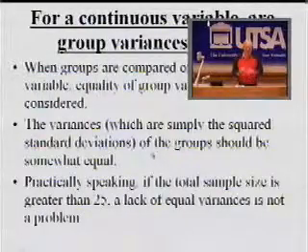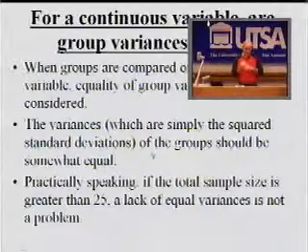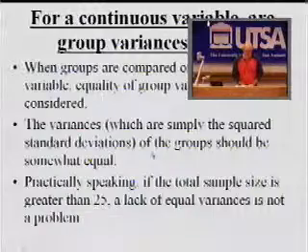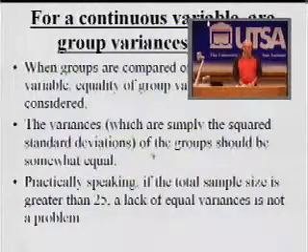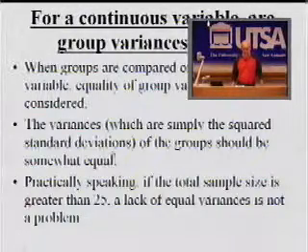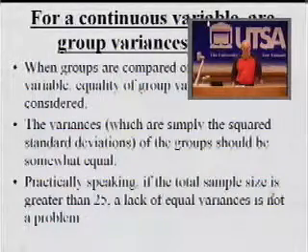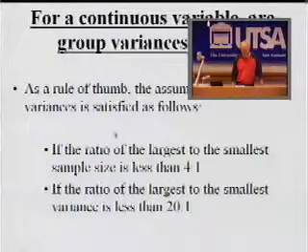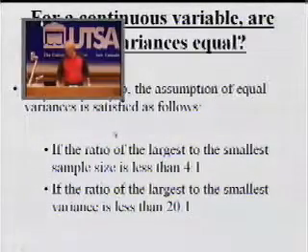So this is, of course, reminding us that we're talking about statistically being not significantly different, or statistically the difference between the two would equal 0. So this makes them somewhat equal, right? So practically speaking, if the total sample size is greater than 25, a lack of equal variances isn't a problem. So again, sample size does have an impact overall.